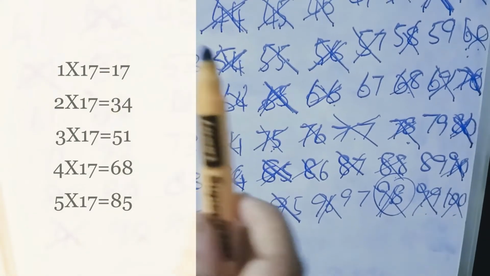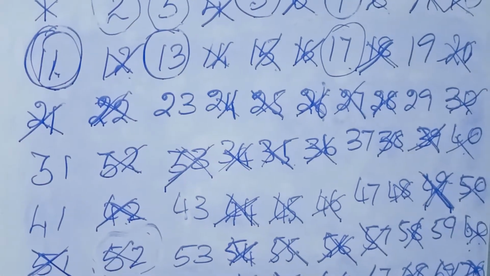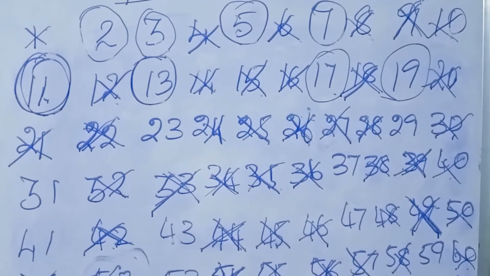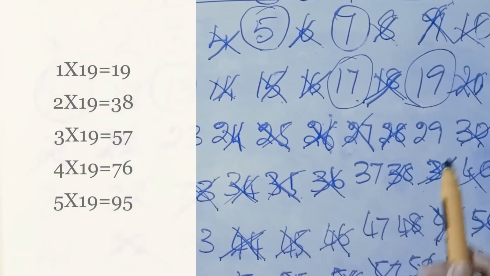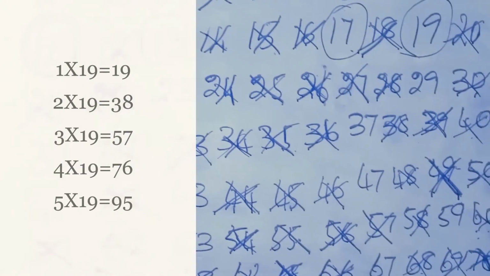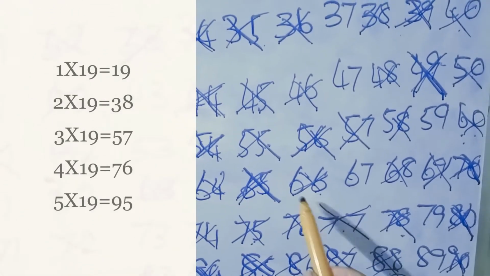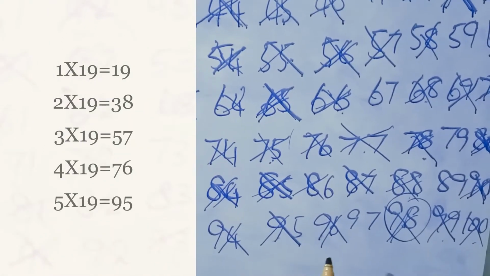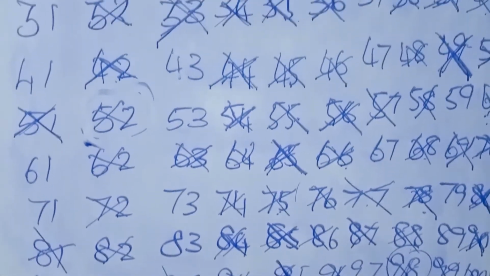Okay, so 17 is a prime number. Now you have to check the next prime number, which is 19. Now you can check the multiples of 19. The multiple of 19 is 38, that we have crossed out already. The next multiple of 19 is 57, that we have crossed out already. The next multiple of 19 is 76, that we have crossed out already. Now the next multiple of 19 is 95, that we have crossed out already.